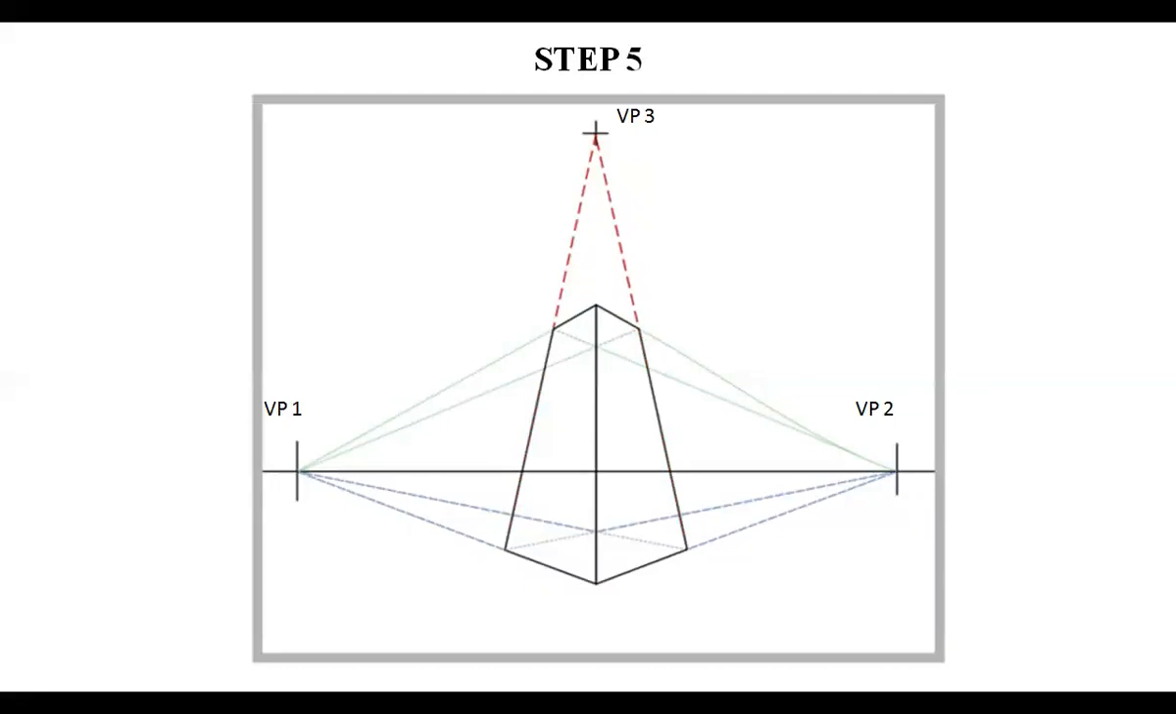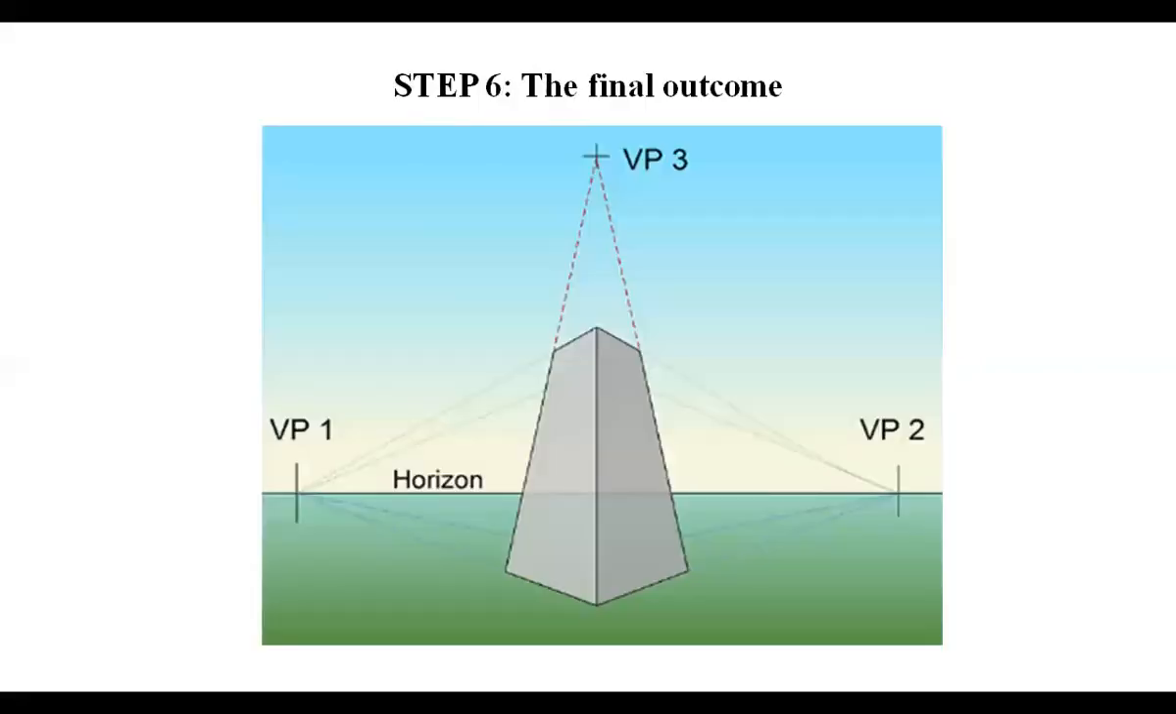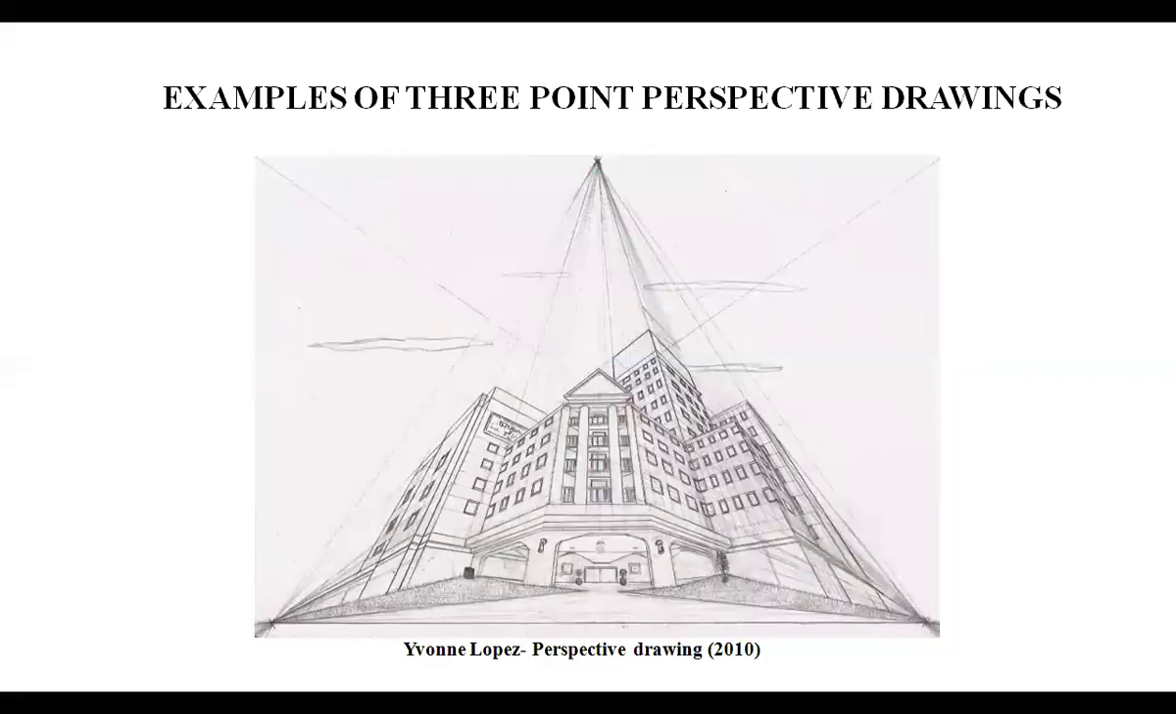Step 5. Clearly draw the real edges of the geometrical form with a pencil and erase the construction lines. Here is the final outcome. Let us now have a look at some examples of three-point perspective drawings. Here, Ivan Lopez, an American artist, meticulously mastered the principles and concept of the ant's eye view.